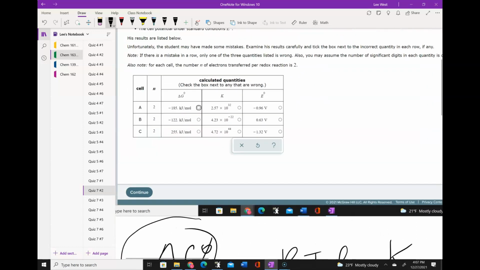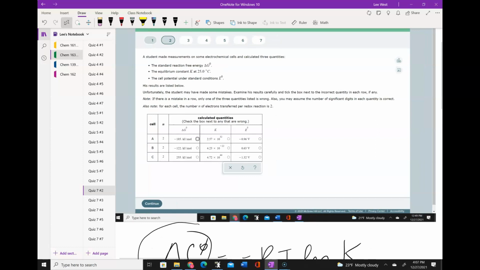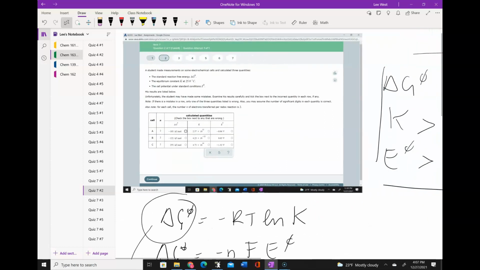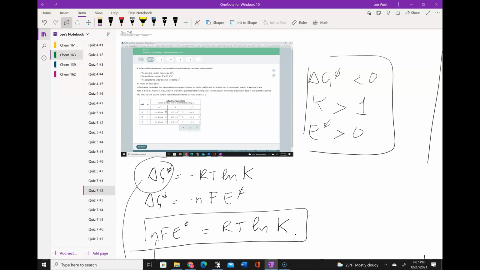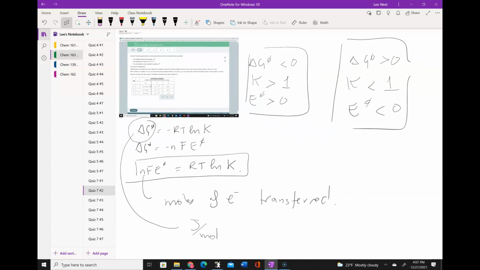Alright, let's have a look here. It says a student made measurements on some electrochemical cells and calculated 3 quantities: delta G, K, and the cell potential. His results are listed below. Unfortunately, the student may have made some mistakes. Examine his results carefully and tick the box next to the incorrect quantity in each row, if any. The important thing is we're going to check for logical sense. Delta G should have the opposite sign of K and E.